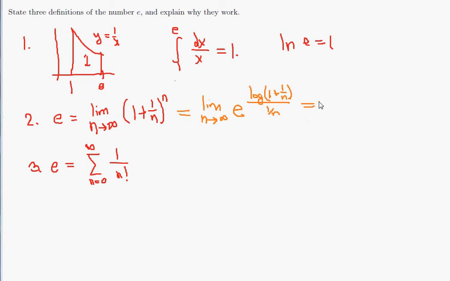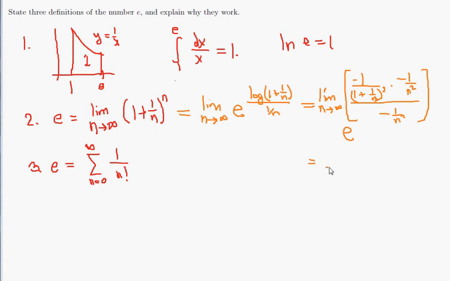And so by L'Hopital's rule, and also by the continuity of the function e to the x, this is equal to the limit as n goes to infinity of the derivative of the top, which is 1 over 1 plus 1 over n, squared minus 1 here, times the derivative of the inside, which is negative 1 over n squared. Then divided by the derivative of the bottom, which is also negative 1 over n squared. And then it has to be e to this very large exponent.